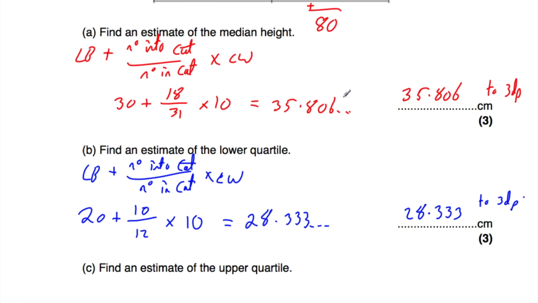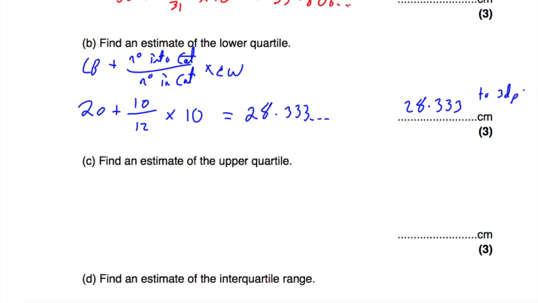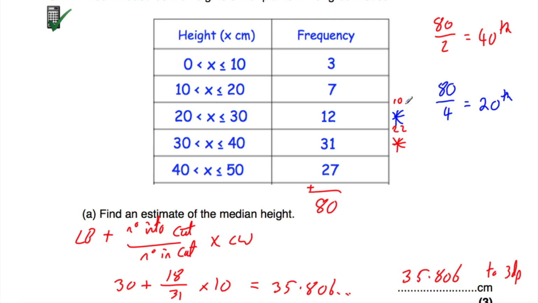And that's it. Okay, part C. Part C says find an estimate for the upper quartile. Okay, so I'm going to change colour of pen again, and I've changed colour to green. And we want to find our estimate for the upper quartile.